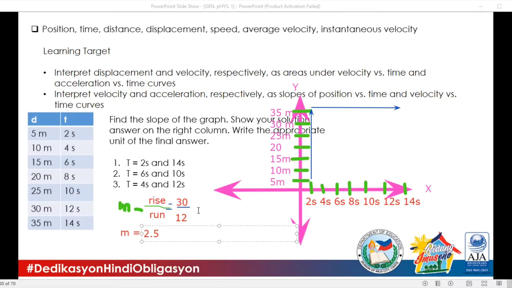Remember, the unit of our rise is meters and run is seconds. Therefore, dividing 30 by 12 will have a unit of meters per second. So this is meters and this is seconds. Okay? So, that is our rise and run for getting the slope of the graph given 2 points.